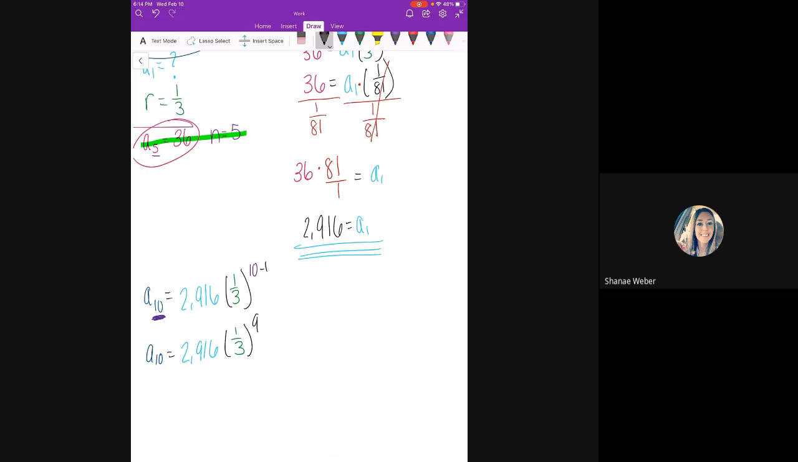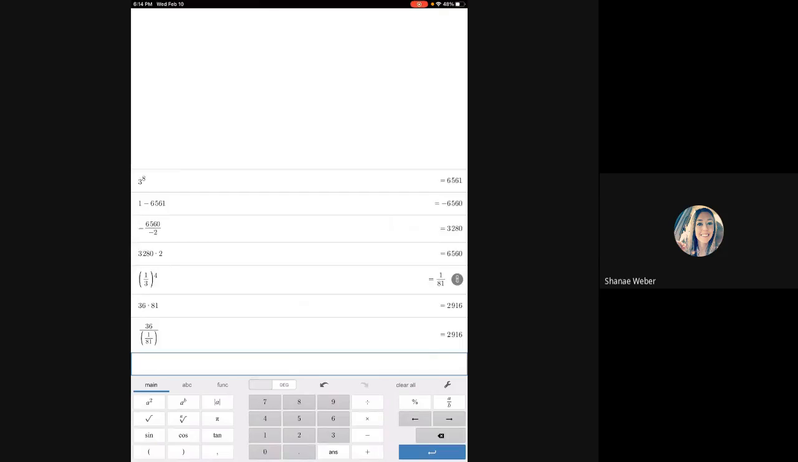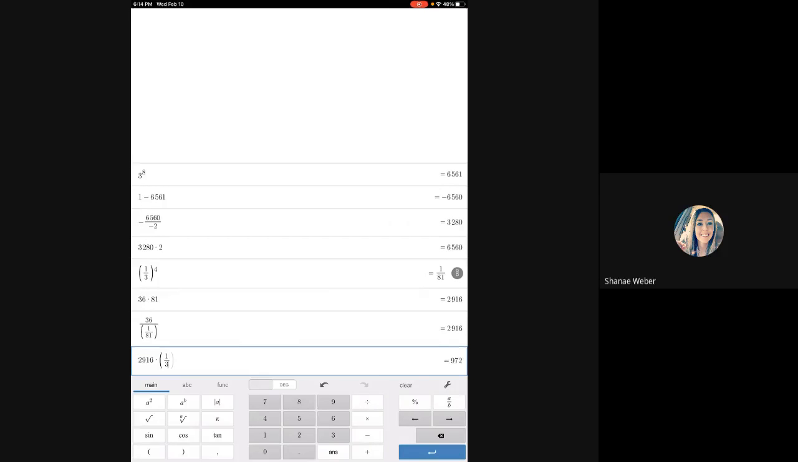So really, if you wanted to, you can do this in pieces. You can find 1/3 to the 9th power, multiply it by 2,916. But if you use the Desmos calculator, you can just put that whole thing in the calculator. So I'm going to go here. And it is 2,916 times 1/3 to the 9th power. And I can turn that into a fraction. And I get 4/27.